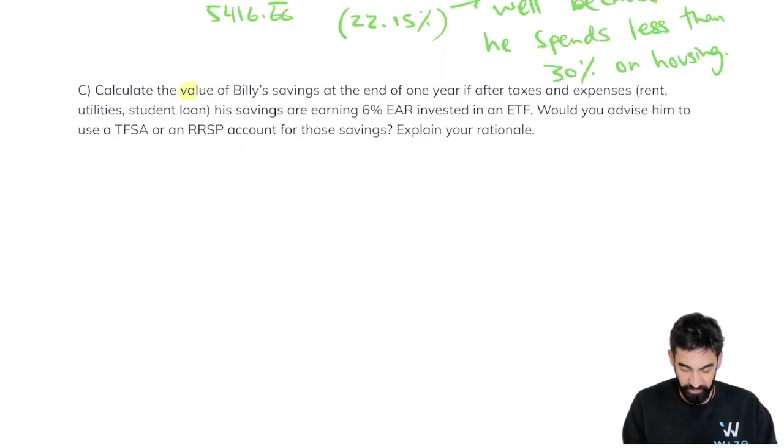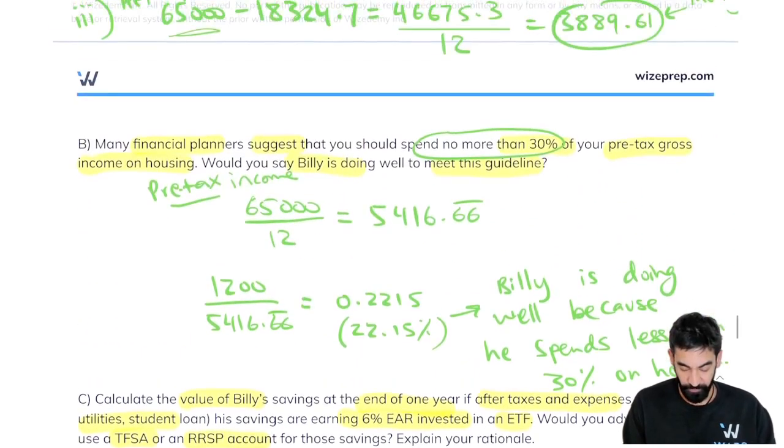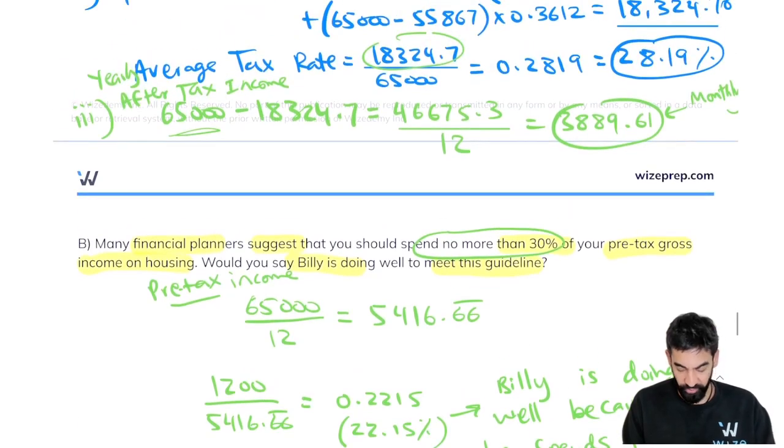Part C, it says calculate the value of Billy's savings at the end of 1 year if after taxes and expenses, utilities, rent, all of that, his savings are earning 6% EAR invested in ETF. Would you advise him to use a TFSA or RSP account? Okay. So the first thing is, how much is he going to be saving? Well, go back to your previous answer.